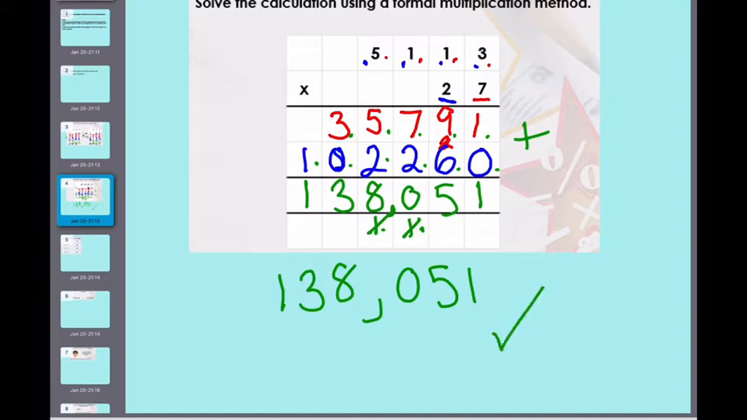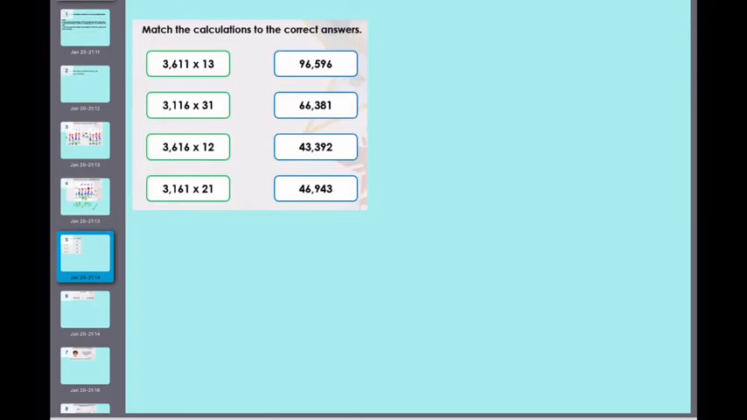Big green tick for you, and some virtual cereals coming your way. Again, let's move on nice and quickly. The next part, you need to match the calculations to the correct answers. So you need to work out the answer to each of the green, and they should match up to the ones in the blue. Again, you need to pause the video and have a go. Come back to me when you're ready.